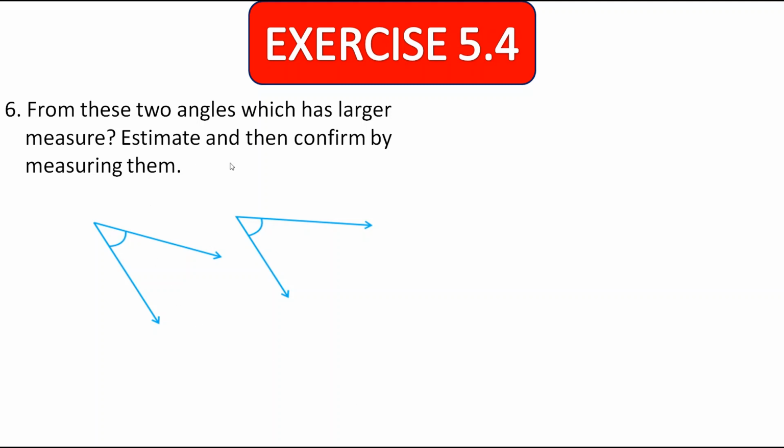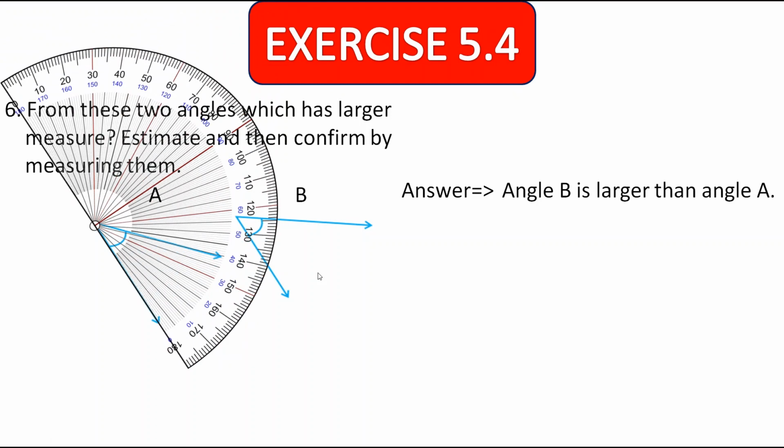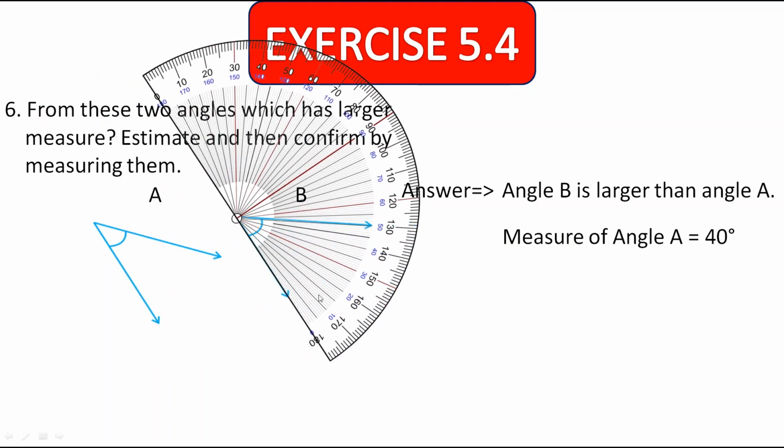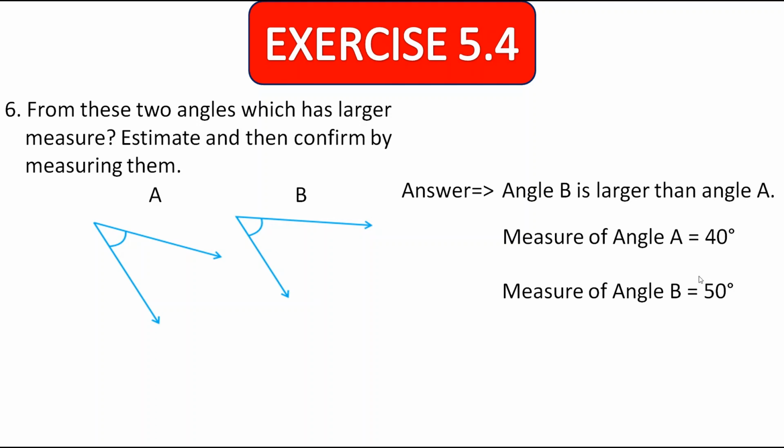From these two angles, which has larger measure? Estimate and then confirm by measuring them. Okay, so here first we will name them A and B. Now again I told you that this one is greater because why? Here the space is less than this one, so the angle B is greater. Okay, now let's measure. See here, the first angle is measuring 40 degree, and the second angle is measuring 50 degree. See here, 50 is more than 40, so the angle B is larger than angle A.